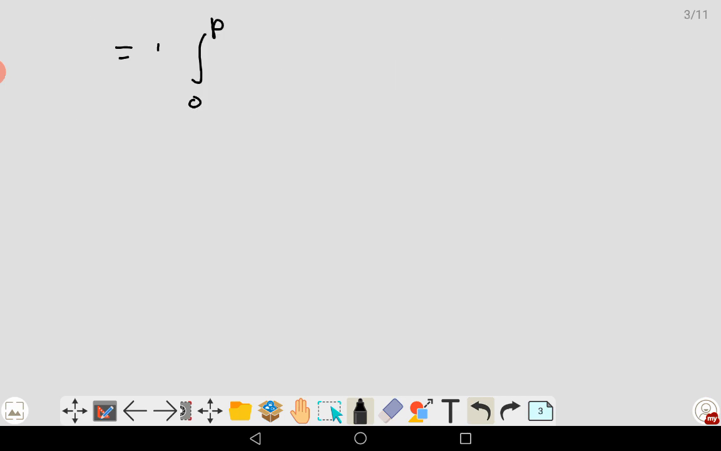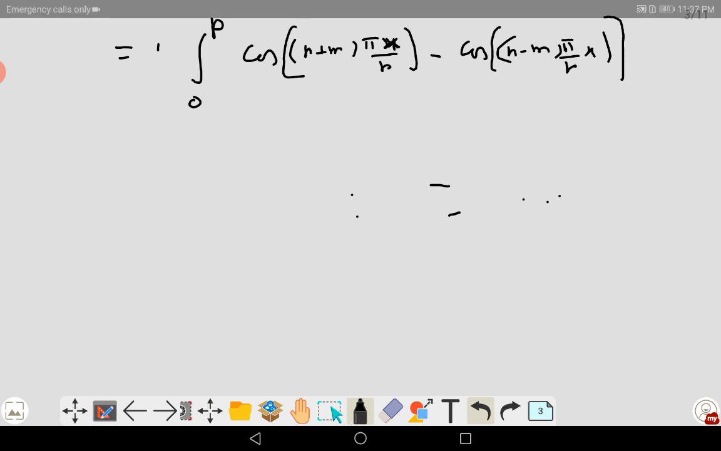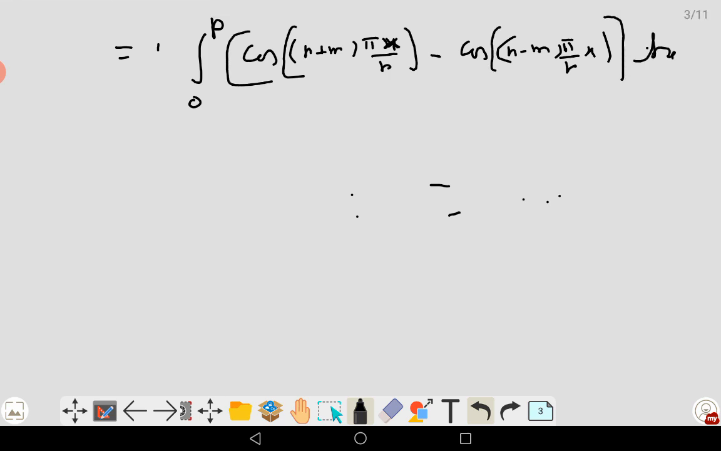So I write in this way, this one, cosine n plus m pi x over p. The variable is x, everything else is a constant, isn't it? Minus cosine n minus m pi over p times x dx. Now we have to start integration.